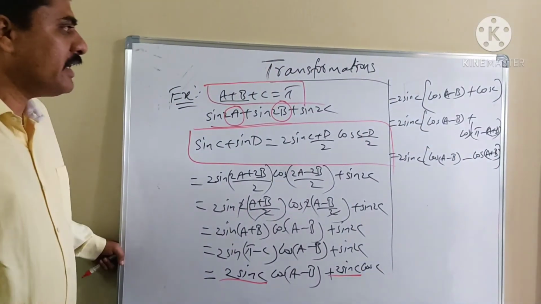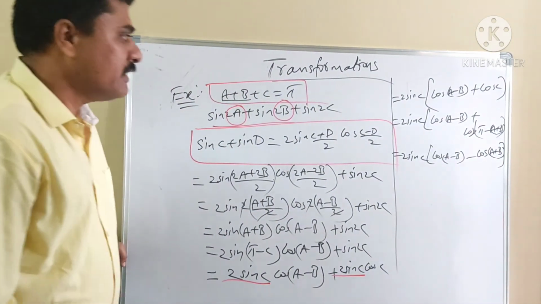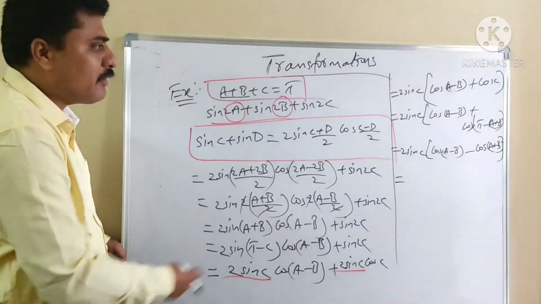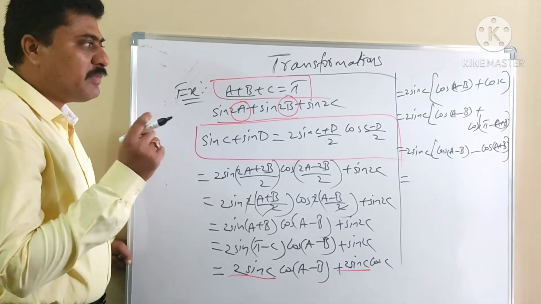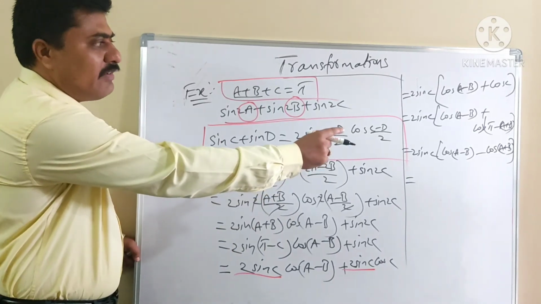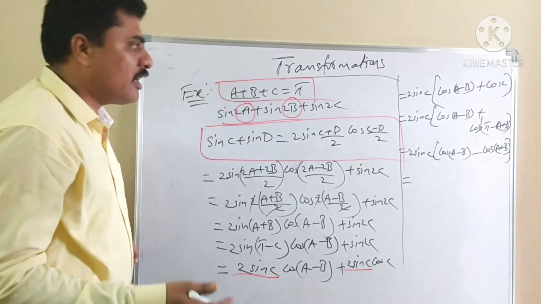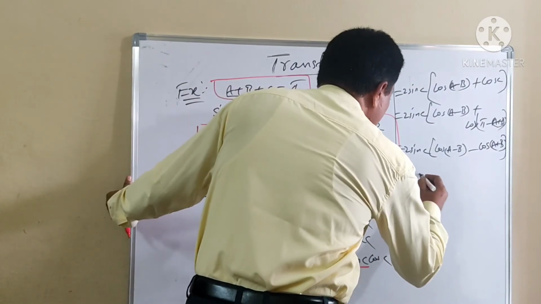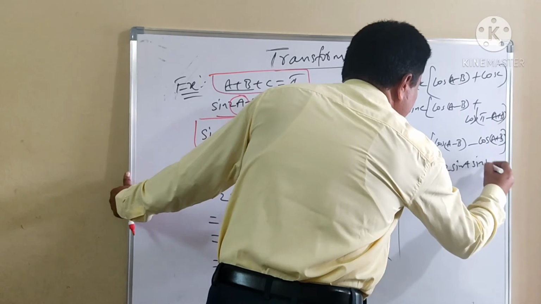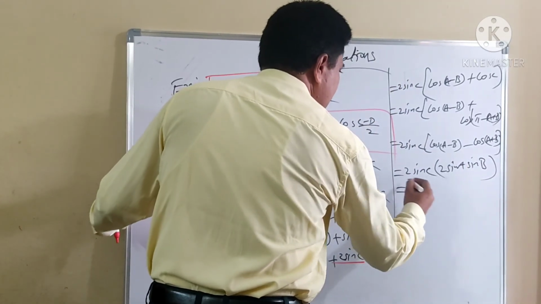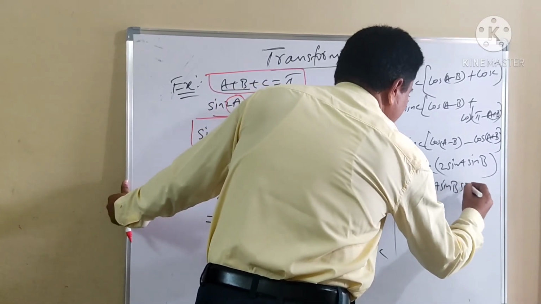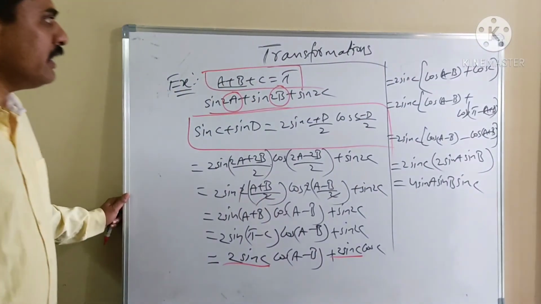Now I am having cos A minus B minus cos A plus B. Just now we have written 8 formulas. The 8th formula says cos A plus B minus cos A minus B is nothing but minus 2 sin A sin B. Here we are having the formula in reverse, so minus you will get common. So this can be written as 2 sin C into 2 sin A sin B. This is 2 into 2, that is 4 sin A sin B sin C. This will be your right hand side.